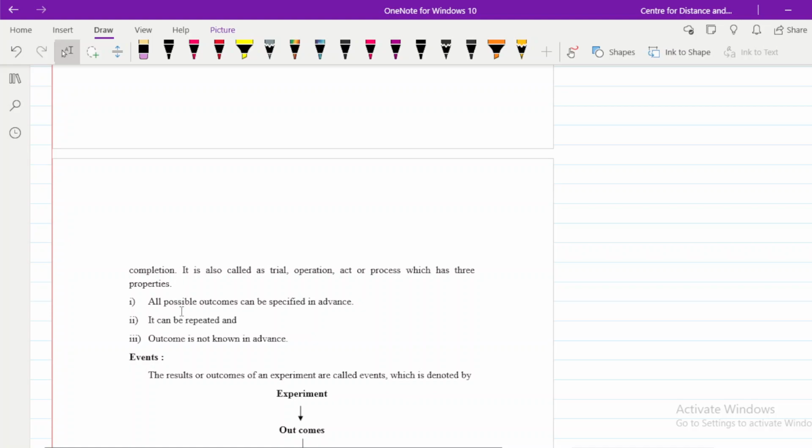First, all possible outcomes can be specified in advance. Second, the experiment can be repeated. And third, the outcome of the experiment is not known in advance.